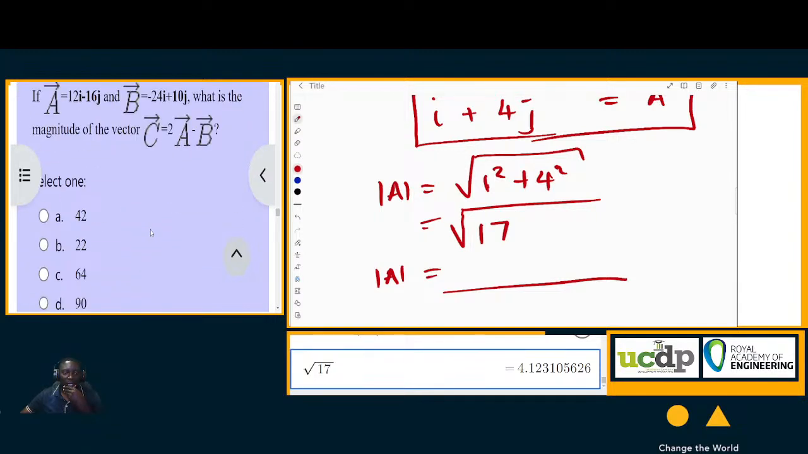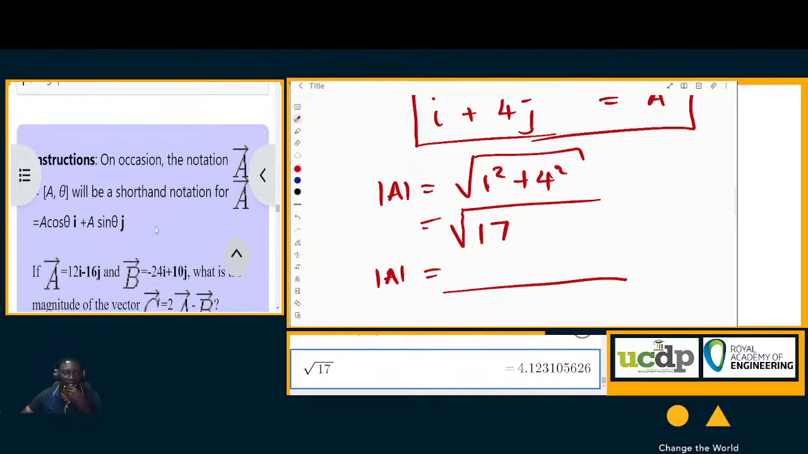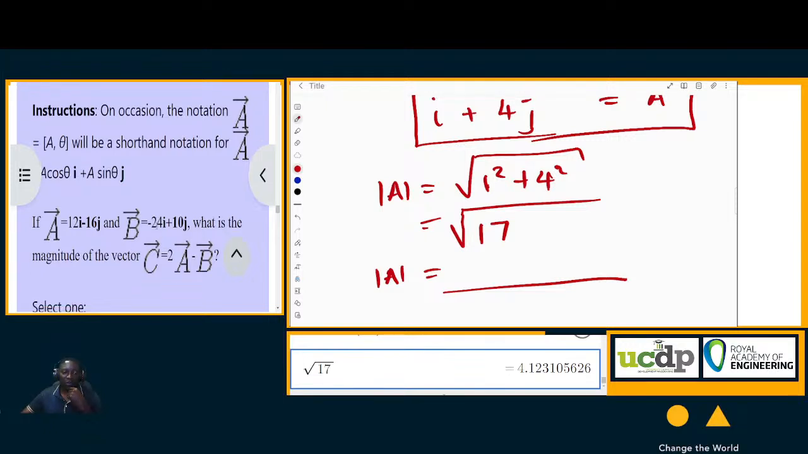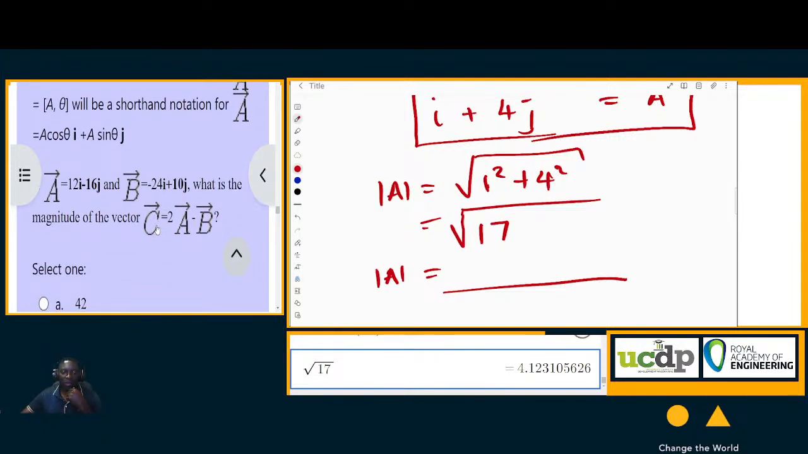Number 11 is quite an easy one. Number 11 uses the same notation. We've got vector A equal to 12i minus 16j, and vector B has a component of minus 24 in the x and 10 in the y. What is the magnitude of the vector C, which is equal to 2a minus b? First we have to express 2 times a, subtract b from it, that's our vector C, and get the magnitude.